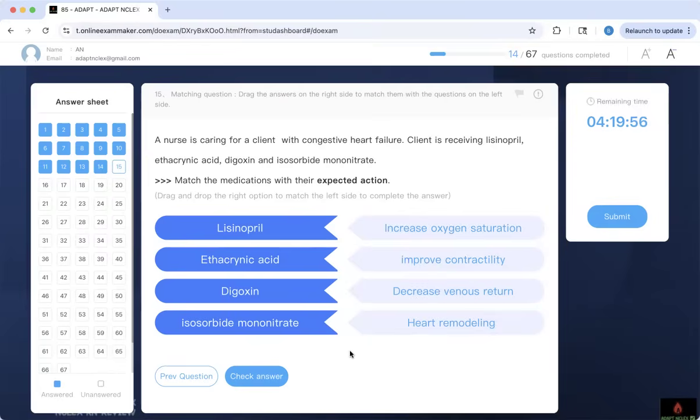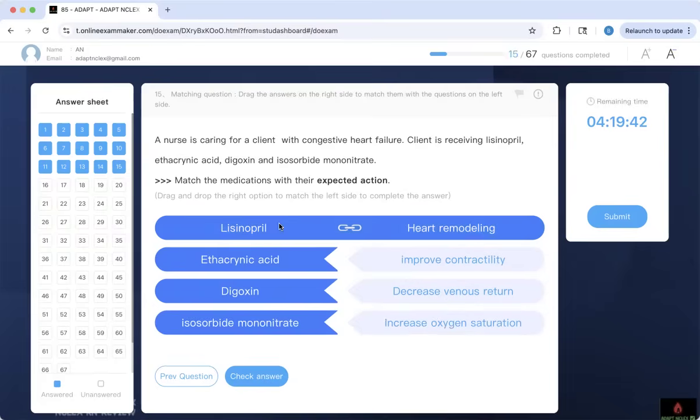Put down your answer in the comment section. Arrange them the way you want, and then let me know what you think. But which of these is appropriate? Match them. If you have heart failure and you take lisinopril, it's used for remodeling. Ethacrynic acid is a loop diuretic. Therefore, what do you think? It's going to remove fluid from you.